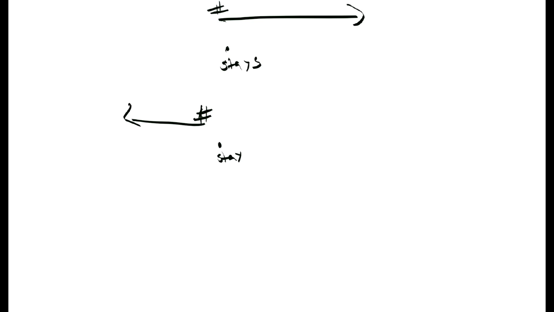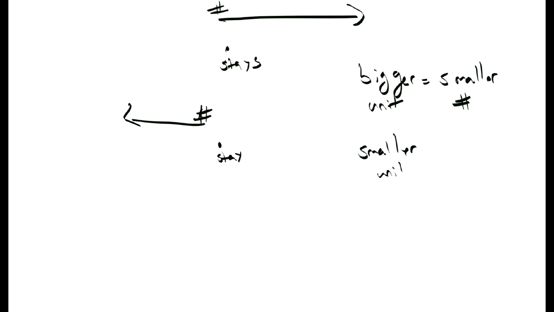For those of you who aren't so visual, a way to remember it in words: a bigger unit equals a smaller number. Okay. So a kilogram is bigger than a gram. So when you go from grams to kilograms, the number gets smaller. The decimal place is moving to the left. And similarly, a smaller unit equals a bigger number. So a millimeter is smaller than a meter, so the number will have to get bigger.